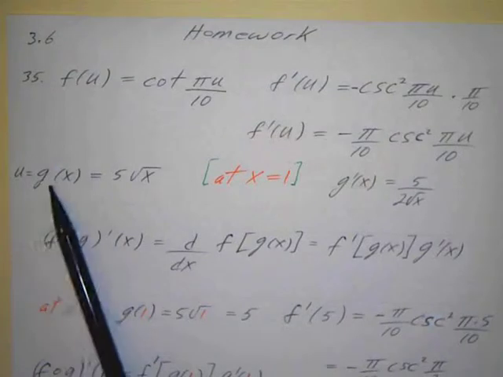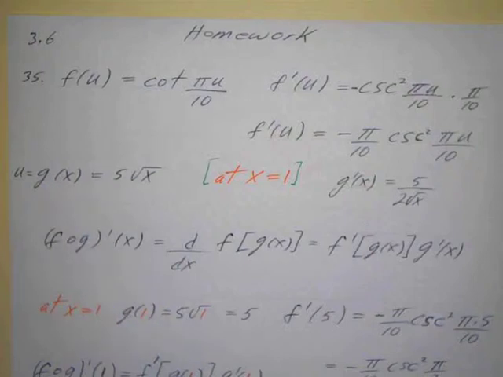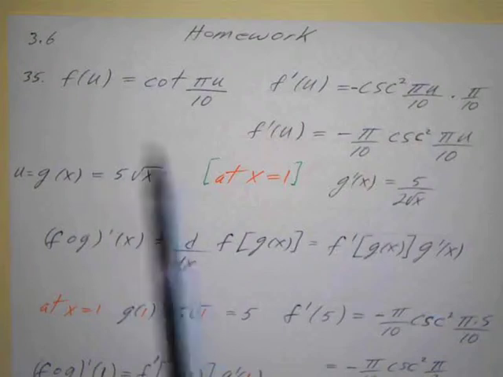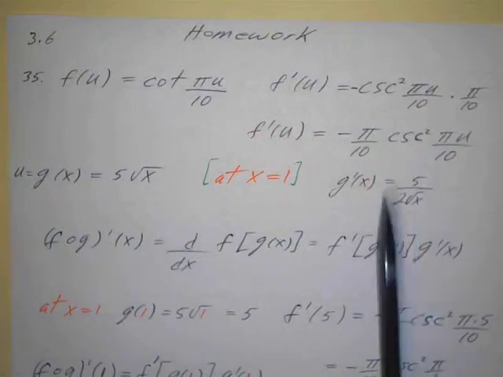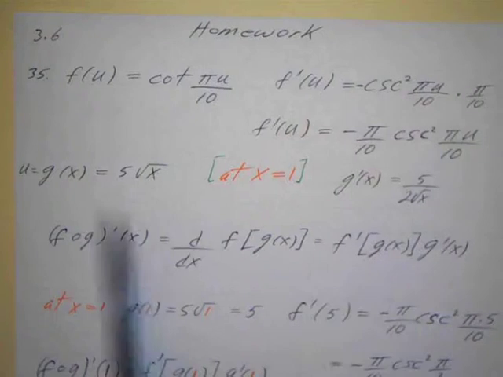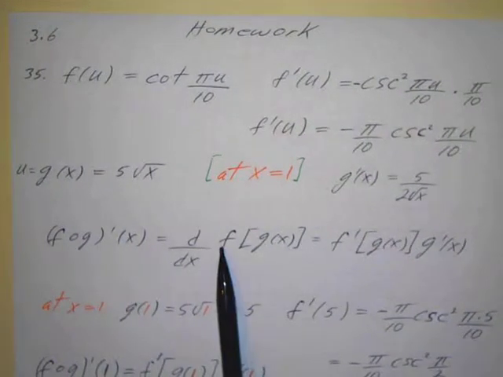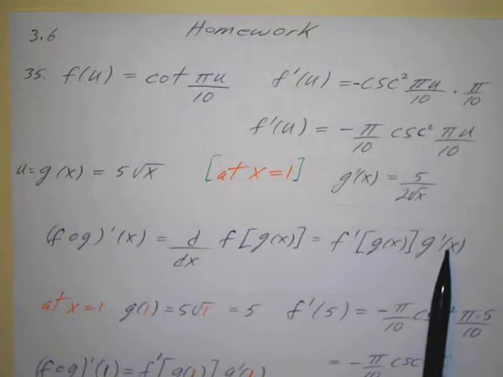And then my g of x was just going to be 5 times the square root of x. This was given. If I take the derivative of this, the derivative of the square root of x is just 1 over 2 times the square root of x. So that's just 5 over 2 times the square root of x. And this derivative is the same as the derivative of the composite function, which is, by the chain rule, the derivative of the outside function evaluated at the inside function times the derivative of the inside function. So again, I found my ingredients.